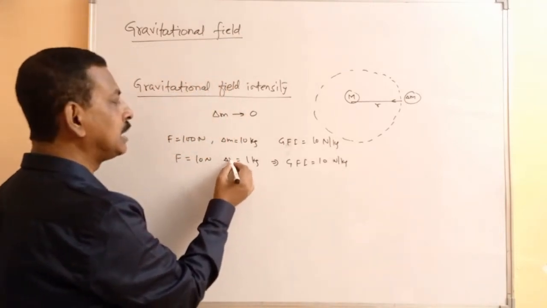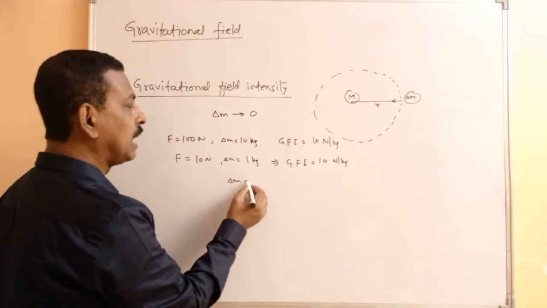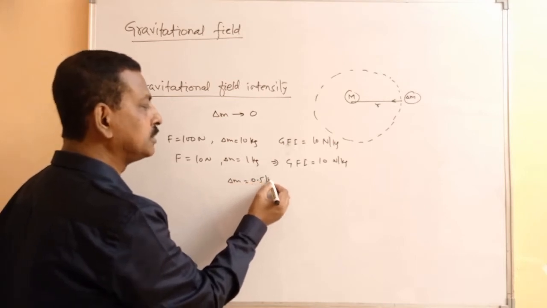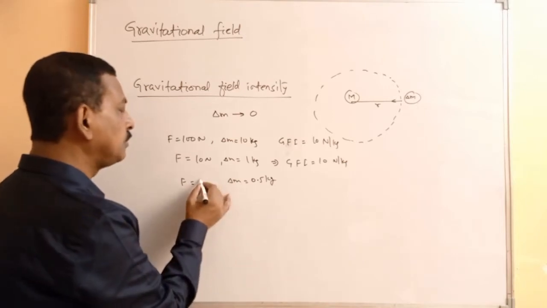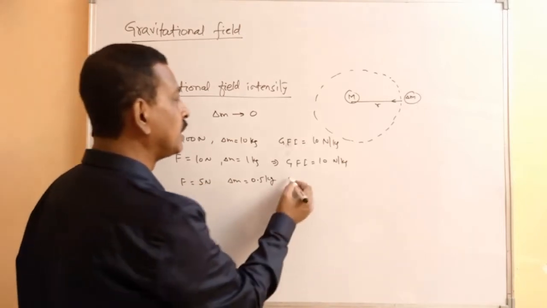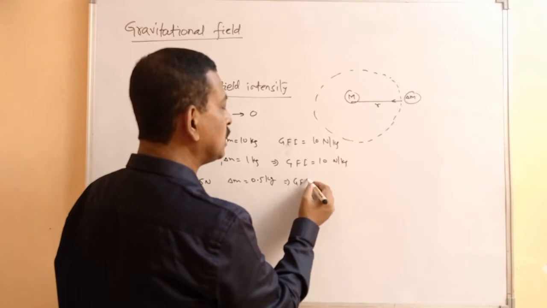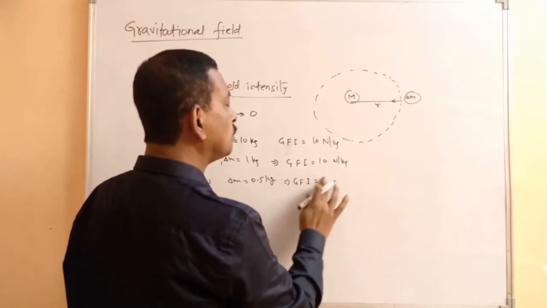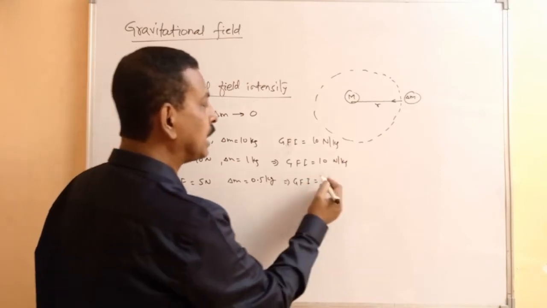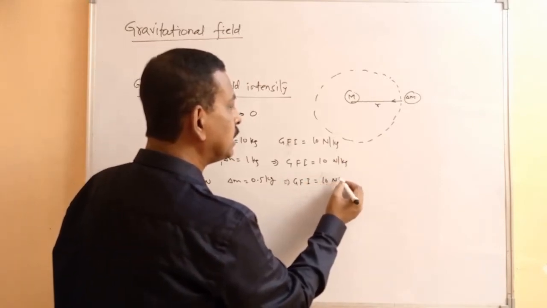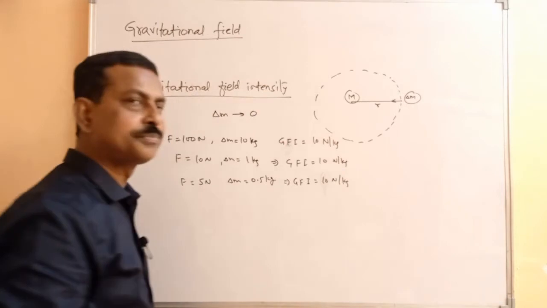If I take this delta m as 0.5 kg, then how much will be the force? This will be 5 Newton now. So in this case, gravitational field intensity, again it is your 5 divided by 0.5. So it is once again 10 Newton per kg.